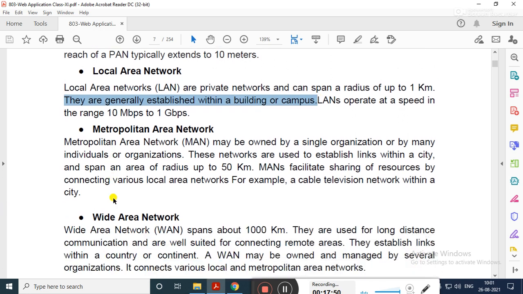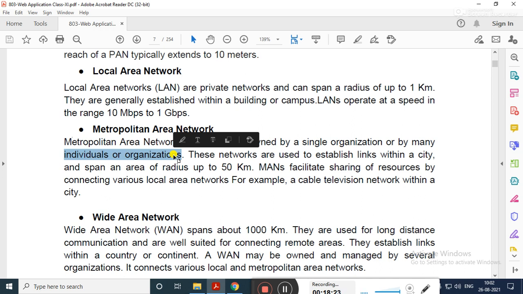And what is the metropolitan area network? A metropolitan area network is a little bit larger than the LAN. It may be owned by a single organization or by many individuals of the organization. Suppose there is a company, XYZ Private Limited, that has many branches in many parts of Asansol or Raniganj. Suppose one branch in Asansol, one branch in Raniganj, one branch in Durgapur. At that time you need a metropolitan area network, by a single organization or by many organizations.